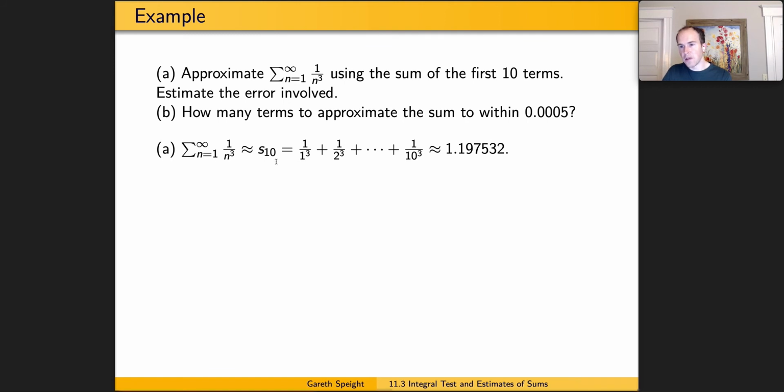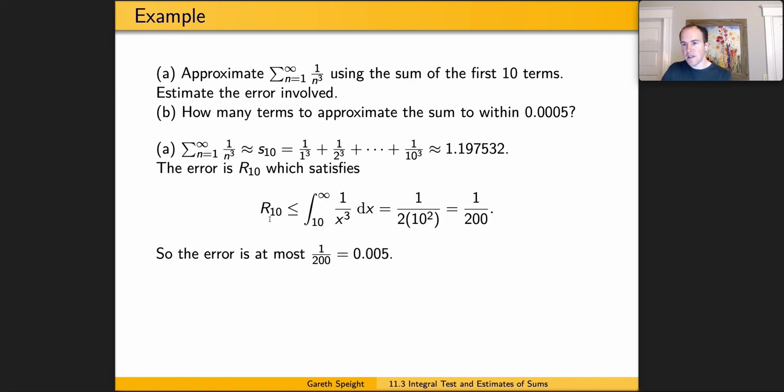If we want to estimate the error involved, here we added 10 terms. The error if we add only 10 terms is exactly R10. It's the remainder if we only use 10 terms. So we have to estimate R10. And we said that Rn is less than the integral from n to infinity of the function. So R10 is going to be less than the integral from 10 to infinity of our function, which is 1 over x cubed. Okay, this we can actually do.